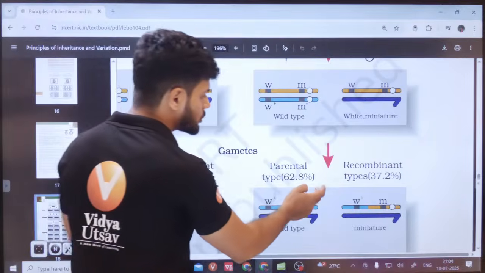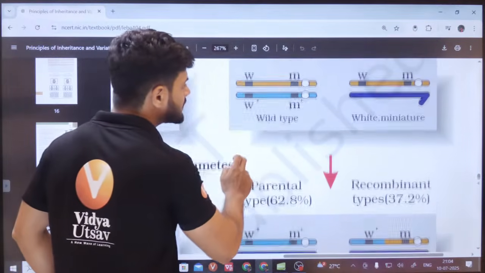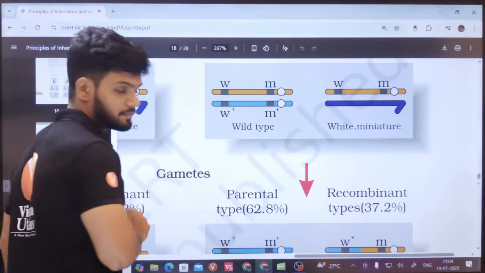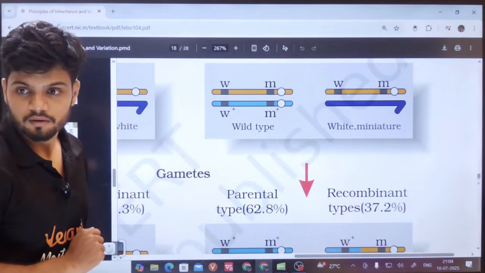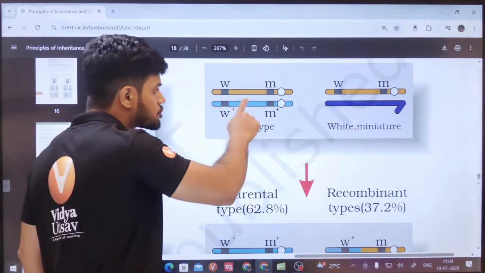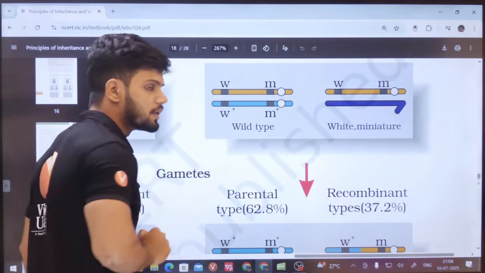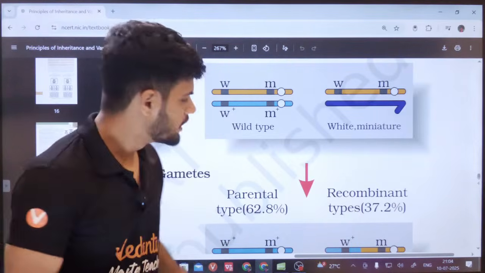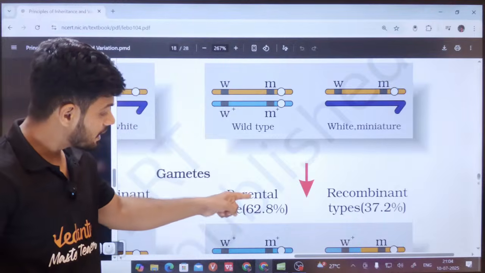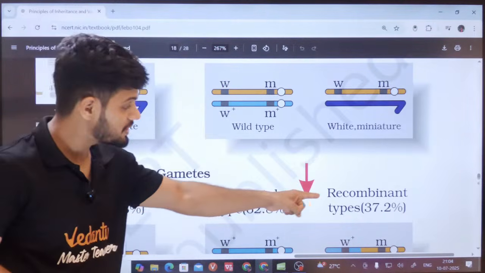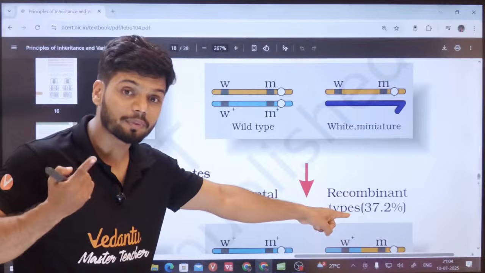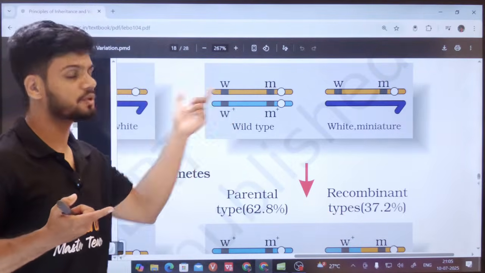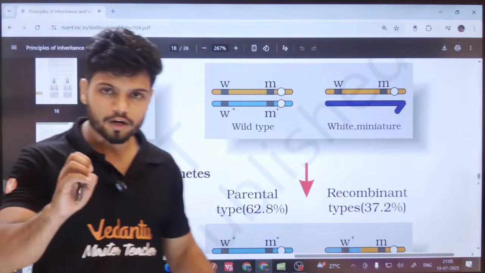Now, if you look at this example, students, two genes are very far from each other, but they are present on the same chromosome only. So you can see linkage is coming down, and recombination is going up, 37.2% recombination, because the genes are far from each other.